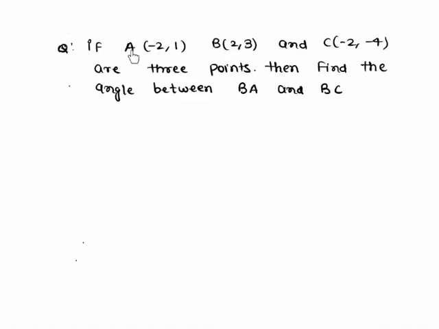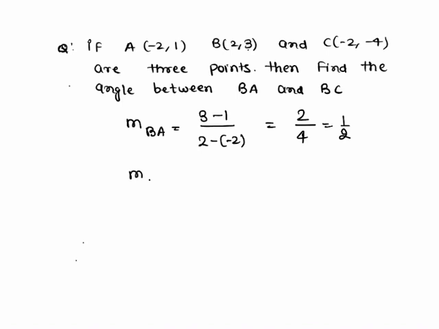Next question: if A is the point (minus 2, 1), B is (2, 3) and C is (minus 2, minus 4), three points, then find the angle between BA and BC. For finding the angle between BA and BC, we will first find m of BA. So we take y2 minus y1 over x2 minus x1: 3 minus 1 divided by 2 minus (minus 2). That is 3 minus 1 is 2, the denominator comes 4, so that is 1 by 2. We have to take both coordinates consistently: if you are using y2 here, then we have to use x2, not x1. Otherwise it will become wrong.